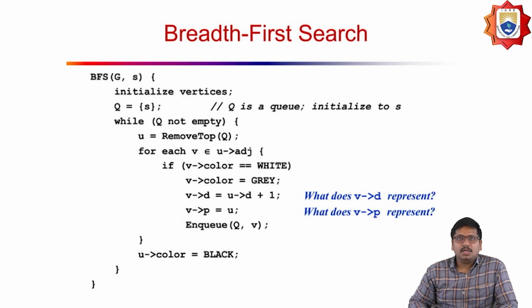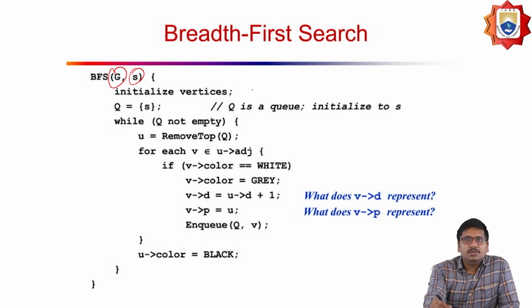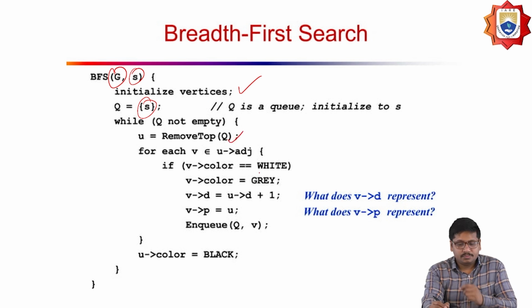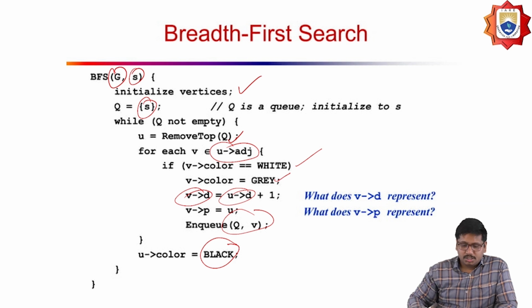So let us look at this algorithm. BFS: the input should be the graph and then the starting node. Initialize the vertices. Initially I'm going to mark the starting node. And when the queue is not empty, remove the front of the queue. And then for each adjacent vertex, if v.color is white, then I make v.color equal to gray, set v.d and v.parent, and enqueue v onto the Q. So this should be the BFS search.